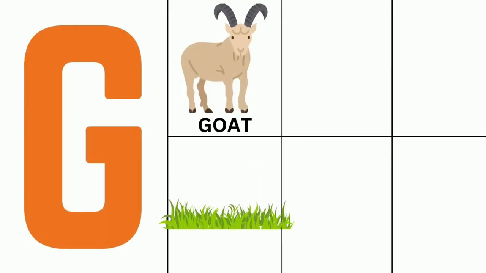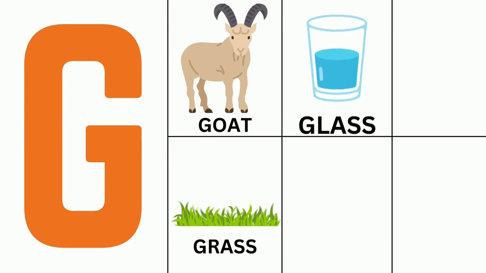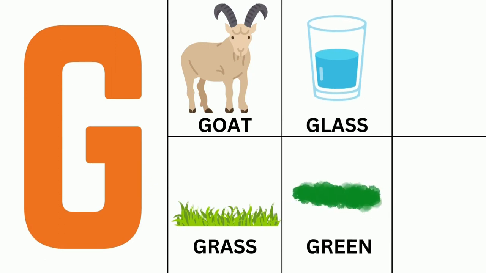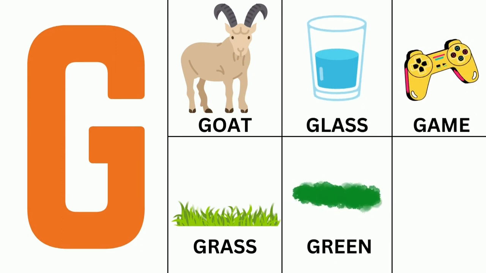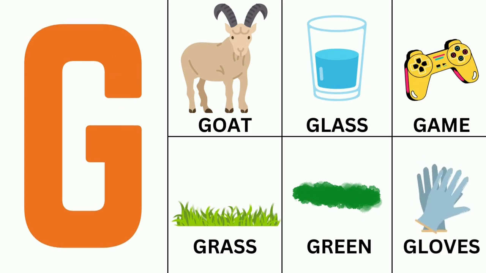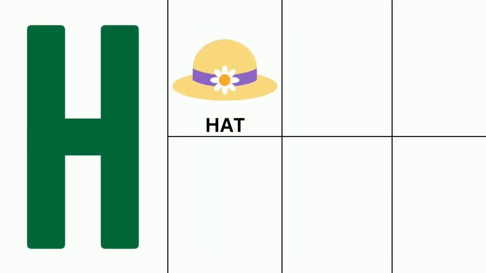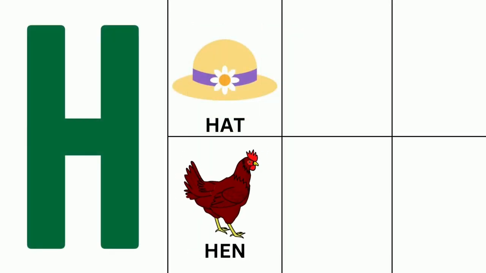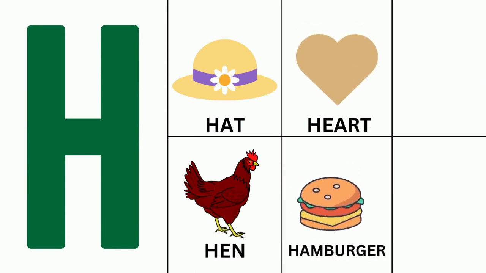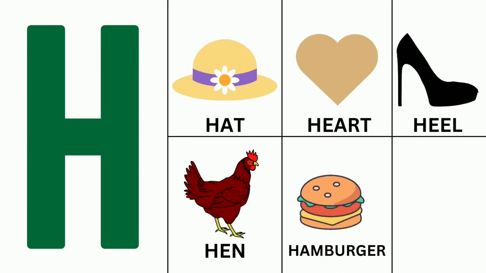G. Let's learn the words that start with G. G for goat, G for grass, G for glass, G for green, G for game, G for gloves. H. Let's learn the words that start with H. H for hat, H for hen, H for heart, H for hamburger, H for heel, H for hungry.